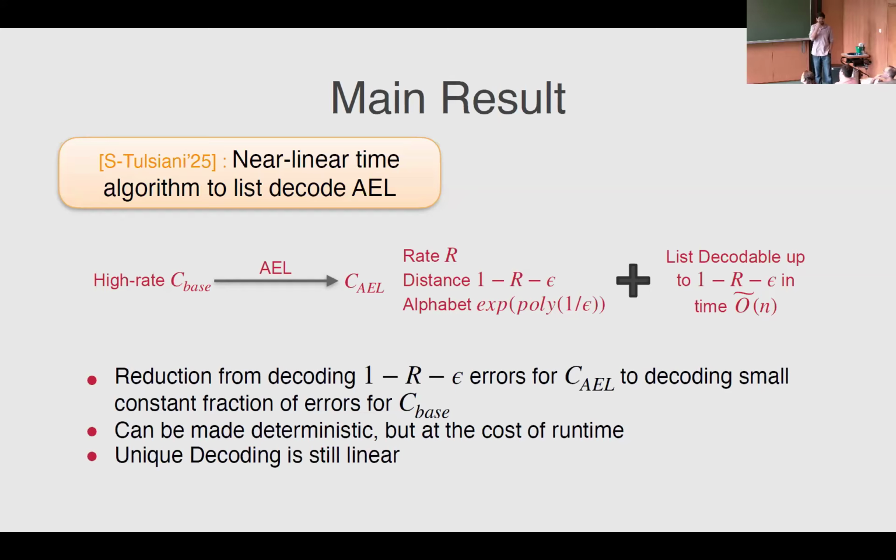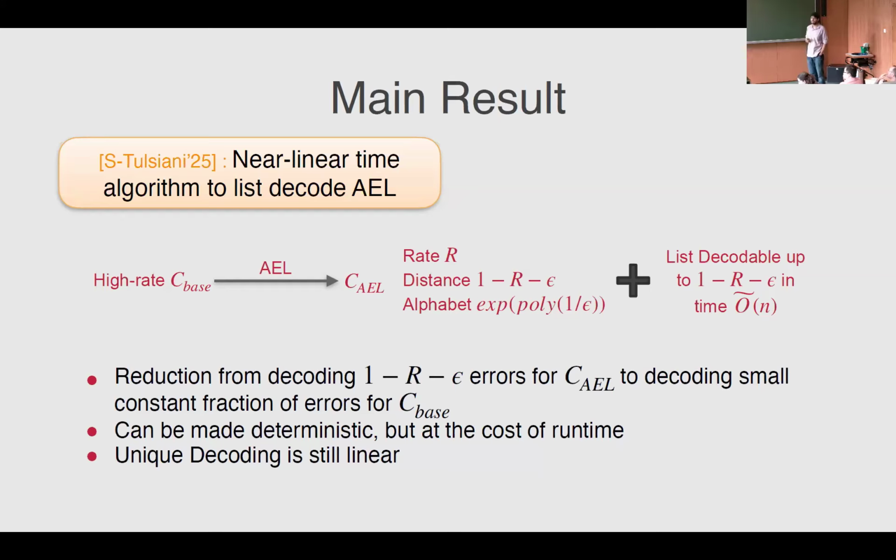So just to clarify, since you do this reduction, are you just assuming that C base is constant size and then you just do a brute force list? No, C base is not constant size. C base is a global code. You do want it to be efficiently decodable. There is the inner code. Yeah, that is constant size, but I'm hiding that here. So you'll be using a decoding algorithm for C base as a black box? Yes. All you need is some basic amount of unique decoding. So C AEL is the whole thing and C base is like the outer code. Yes.